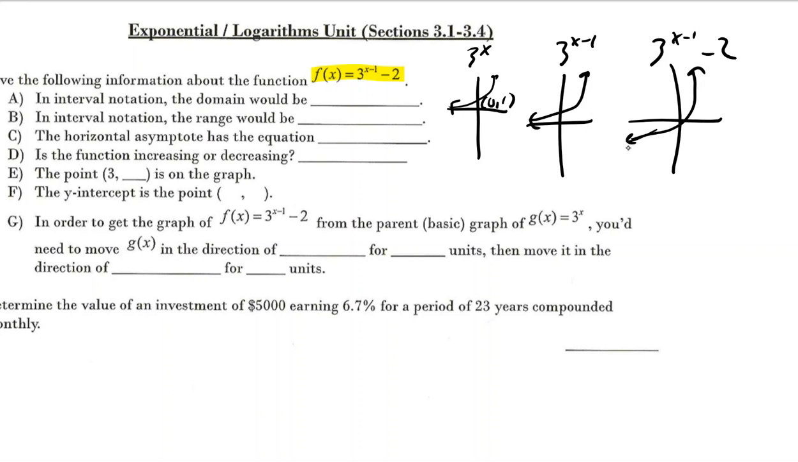The domain, it goes forever to the left, and it goes slowly to the right, but it does still keep going to the right. There's nothing stopping you from the x values getting bigger. So the domain is all real numbers.